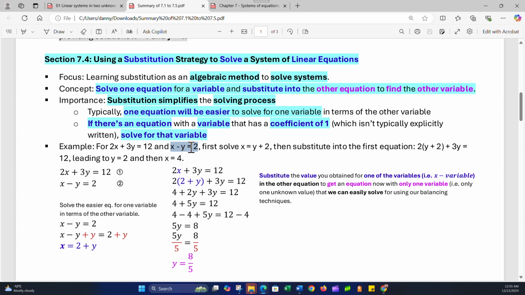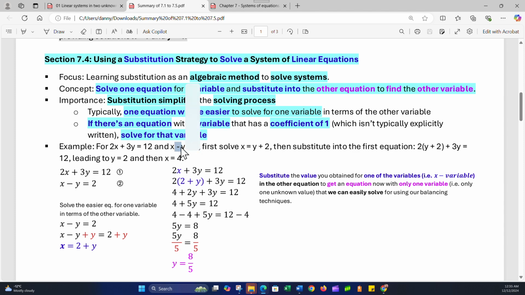Whereas x minus y equals 2, in this case, both variables have a 1 coefficient. So solving for either one of them would be easy. But why would we choose the x over the y? Well, because the x has a 1. There's nothing there, so it's implicit that it's a positive 1. The y has a 1, but it's a negative 1.